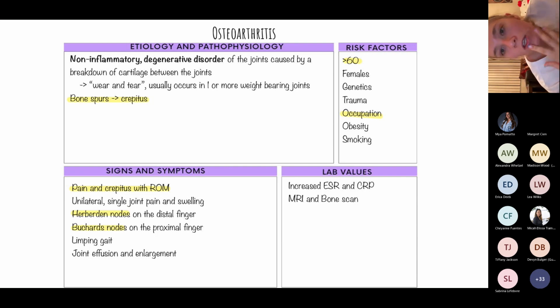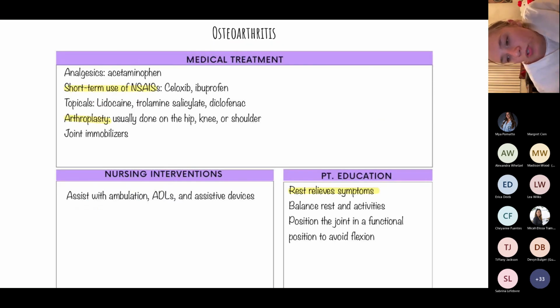Especially with the fingers, you might see your Heberden's nodes and your Bouchard's nodes. A good way you can remember this is your Bouchard's nodes come before the Heberden's nodes. Think Bouchard, think before. Okay? Lots of pain and crepitus with range of motion. In the short term, we can use some NSAIDs. But if this is wear and tear, usually we're going to opt for surgical intervention such as an arthroplasty.